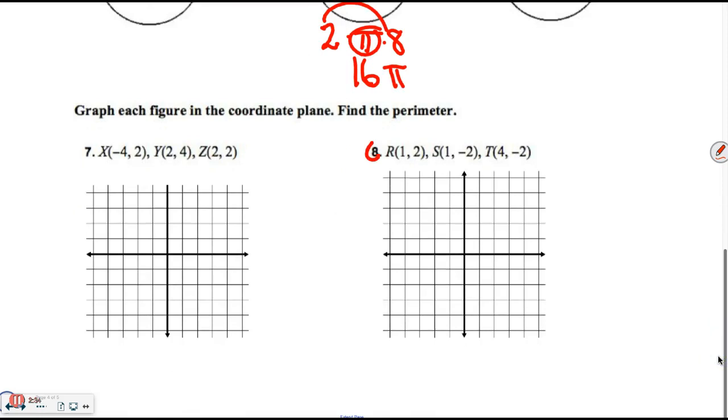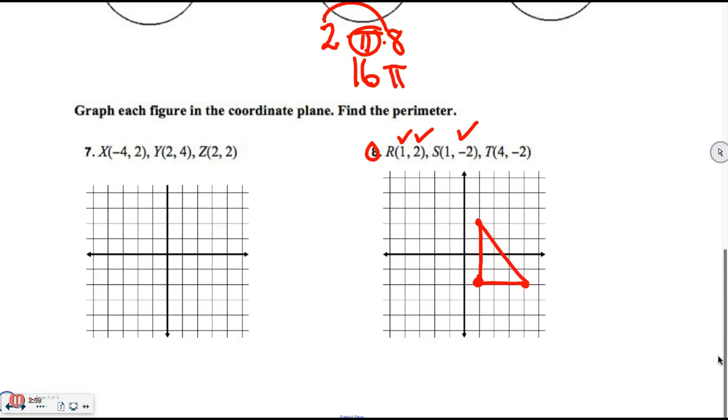When it says to find the perimeter, we have to go plot them. So R is right here, at 1 to the right, 2 up. S is 1 to the right, 2 down. There's S. And T is 1, 2, 3, 4 to the right, and 2 down. And it says to find the perimeter. So I'm going to walk that way, and that way, and that way.